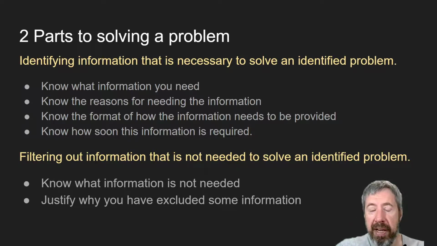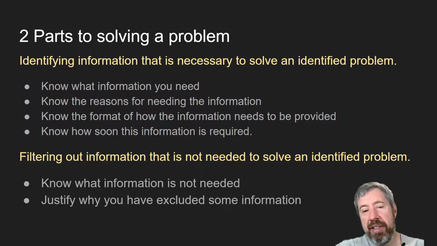Know the format of the information. So is it a highly detailed decimal number, or is it a whole number? Would that suffice for what you're doing? Or will it be text or Boolean, true or false values? And know how quickly you're going to need that information. Sometimes you can gather information as you're going along, and it will fit into your model, and you can just add that later on. Other information might be very critical for developing the project at the initial stages.